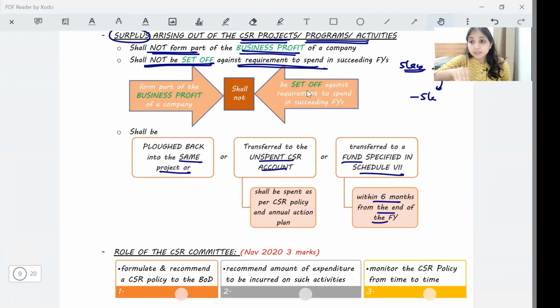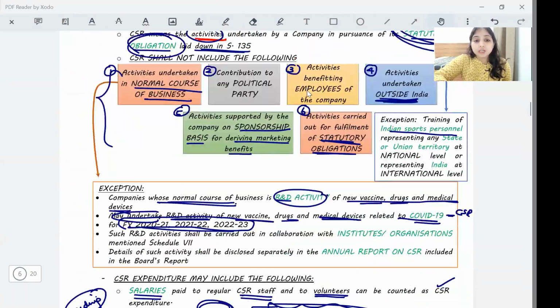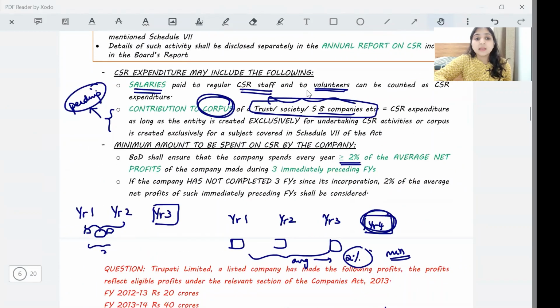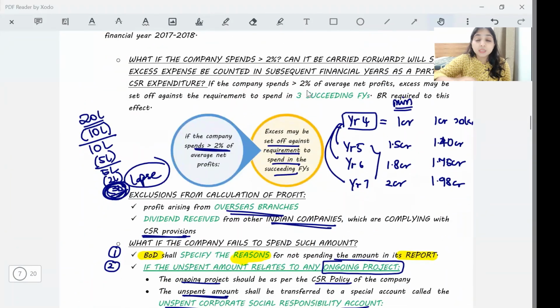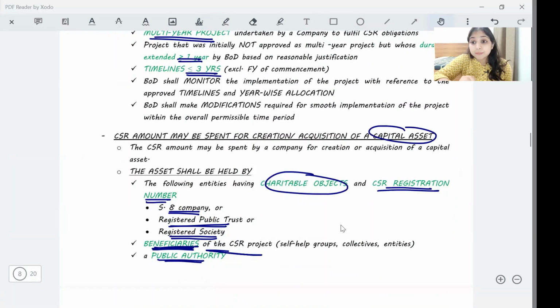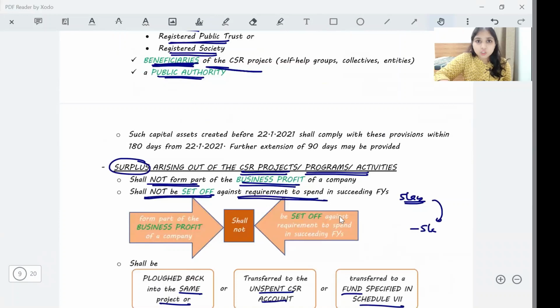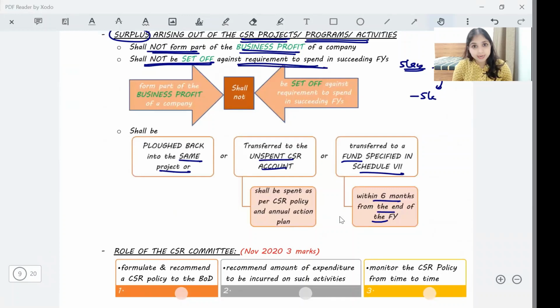Okay, so till here, whatever we have learned is one part of the CSR discussion. We learned about what is CSR, then we learned what activities will not be considered as CSR, then we learned what will be included under CSR, then we learned how much minimum is to be spent, what if the company does not spend this minimum, what if the company spends more than this, then we learned about penalties, then we learned the company can use this money to buy a capital asset and give it to a Section 8 company, registered trust, registered society having charitable objects and having CSR registration number, or to beneficiaries of the project or to a public authority. And now we learned what if the company makes any surplus out of CSR activities.